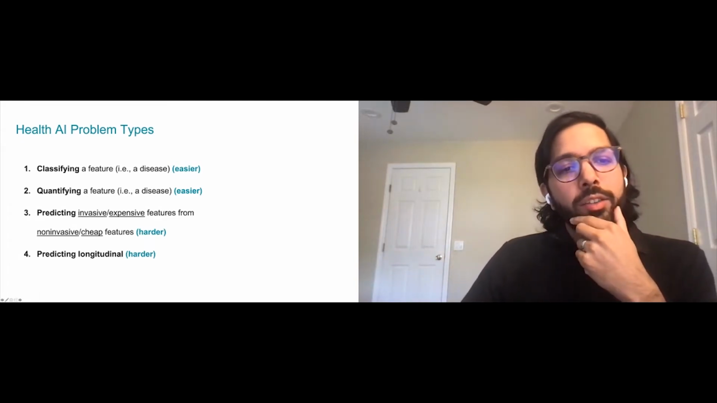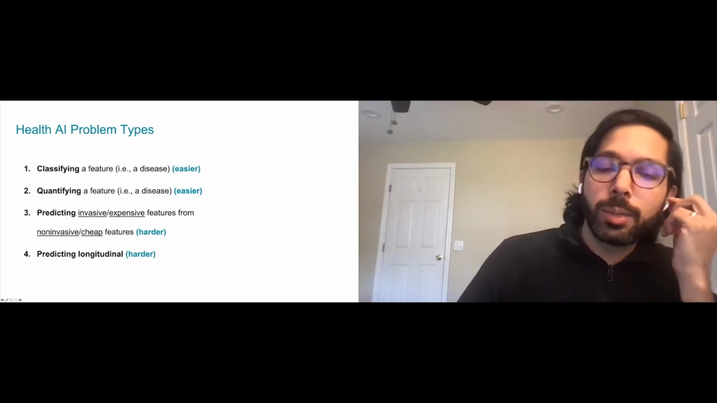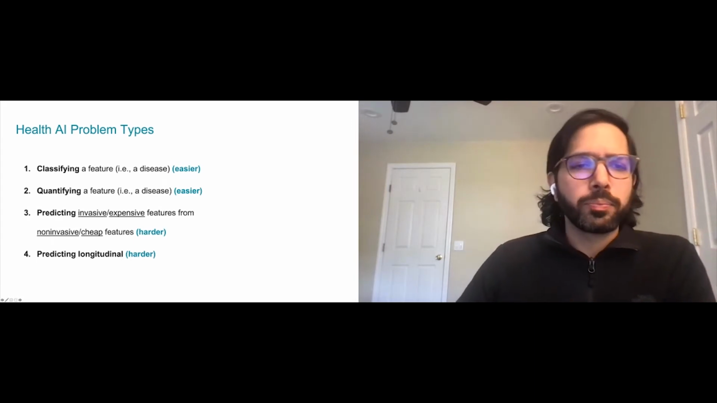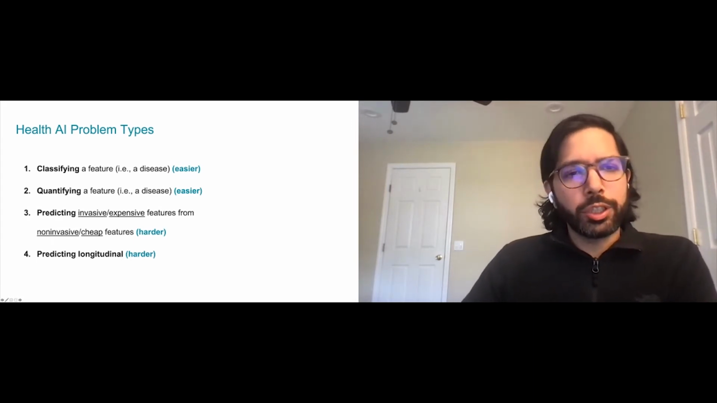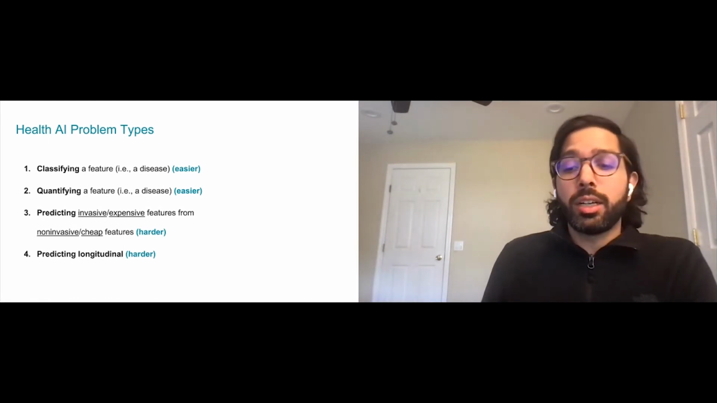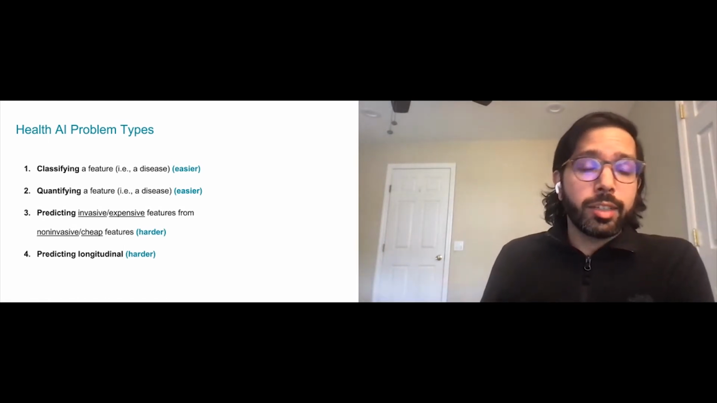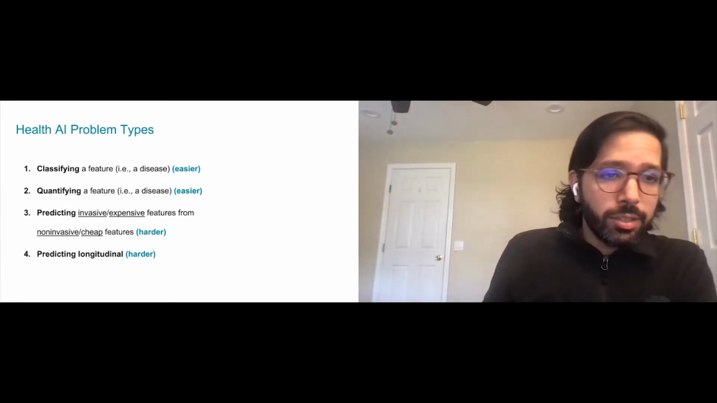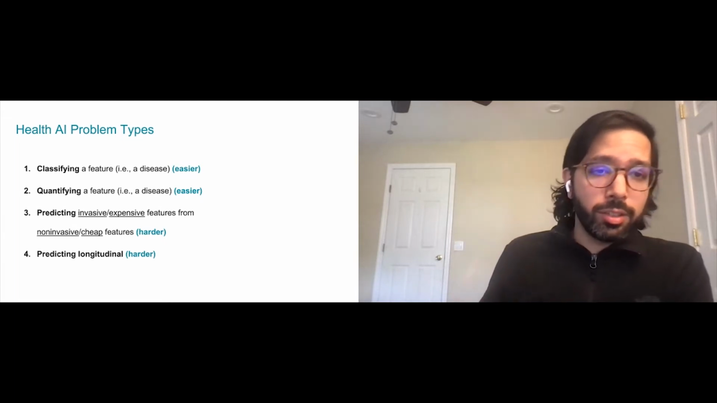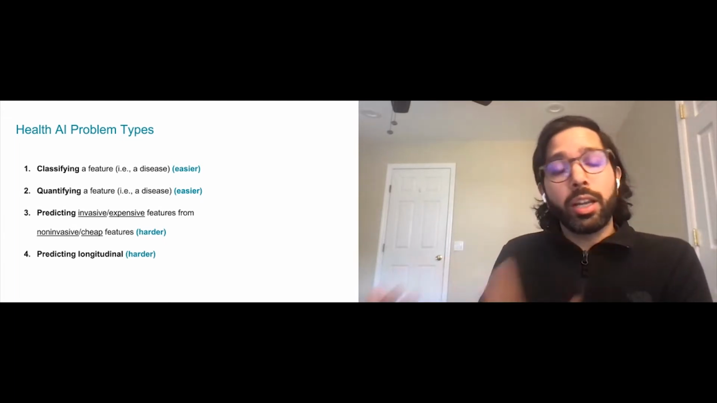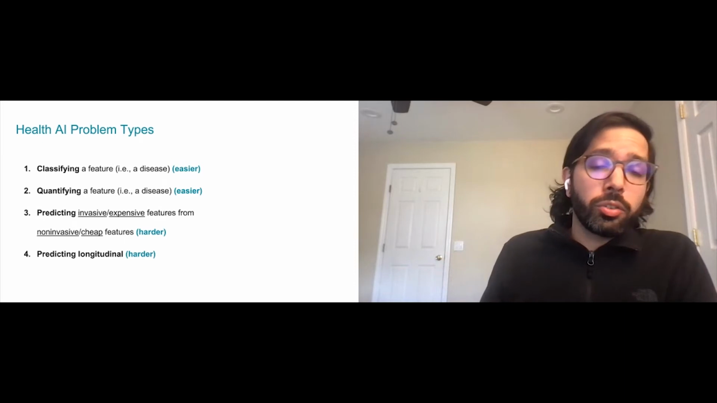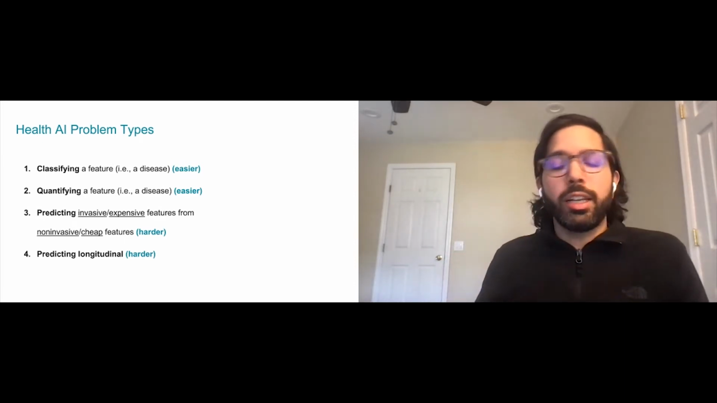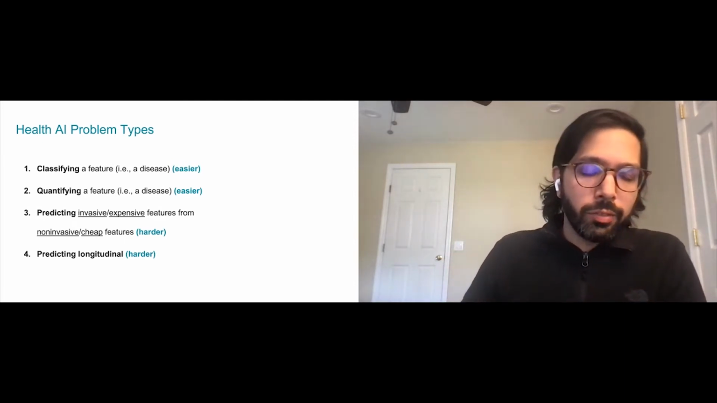Number 3 is predicting invasive, expensive features from non-invasive, cheap features. An example of that would be, let's say you have a liver lesion and you want to predict what the pathologist is going to see or what the final DNA, RNA typing results will be on that tissue after biopsy. Anytime you do a biopsy, it's obviously going to be expensive and invasive and come with risks, whereas a radiology scan tends to be cheaper. It's also non-invasive. So predicting invasive, expensive things has a lot of exciting value.